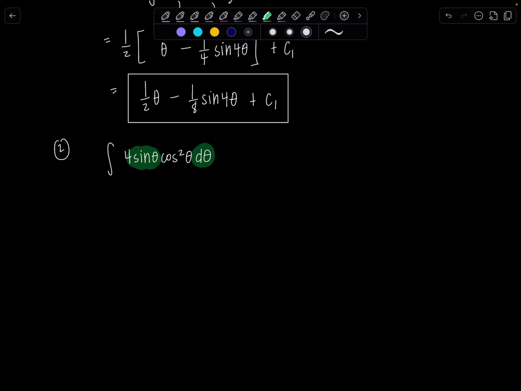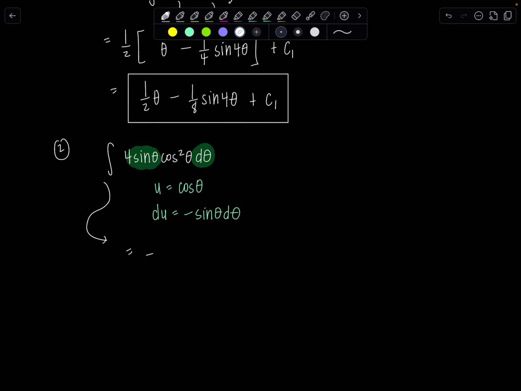So then just think backwards. If the derivative is going to involve sine theta, u should just be cosine theta and not squared, just cosine theta. Then du is negative sine theta d theta. Perfect. So I can rewrite this integral now as negative 4 u squared du. There you go. So this gives me negative 4/3 u cubed plus c2, very good. And then this is going to be negative 4/3 cosine cubed theta plus c2.